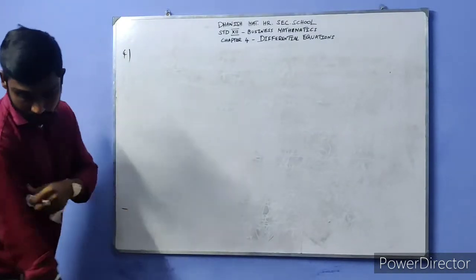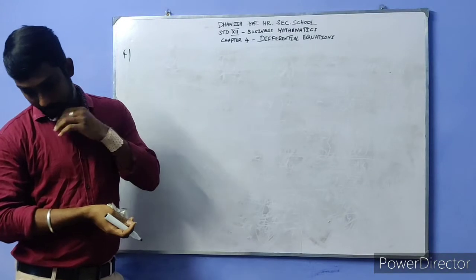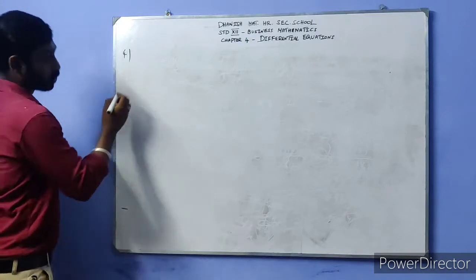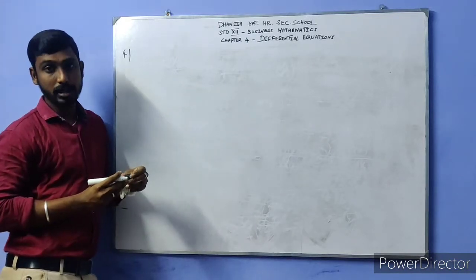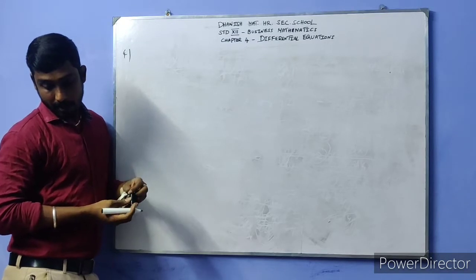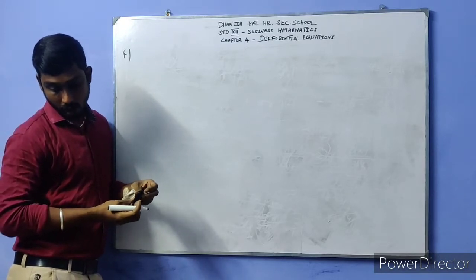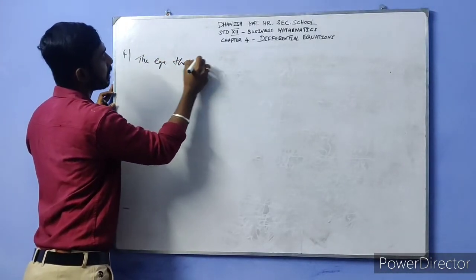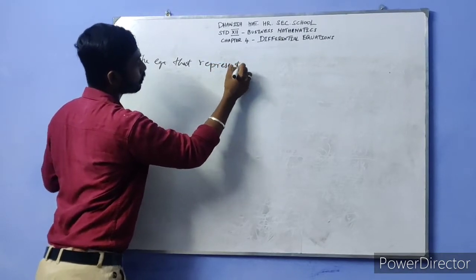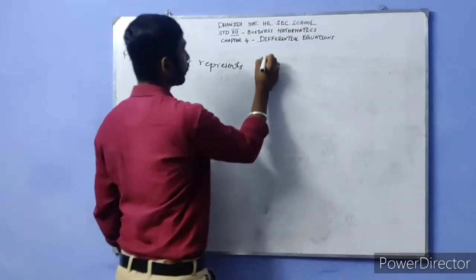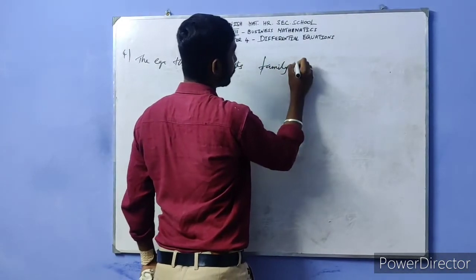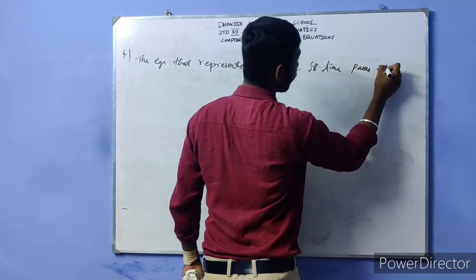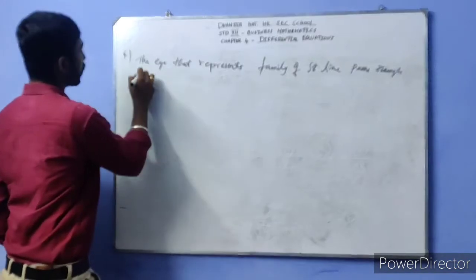What is the question given here? Find the differential equation of the family of all straight lines passing through the origin. Now we are going to find the differential equation of the family of all straight lines passing through the origin. The equation that represents the family of straight lines passes through the origin.